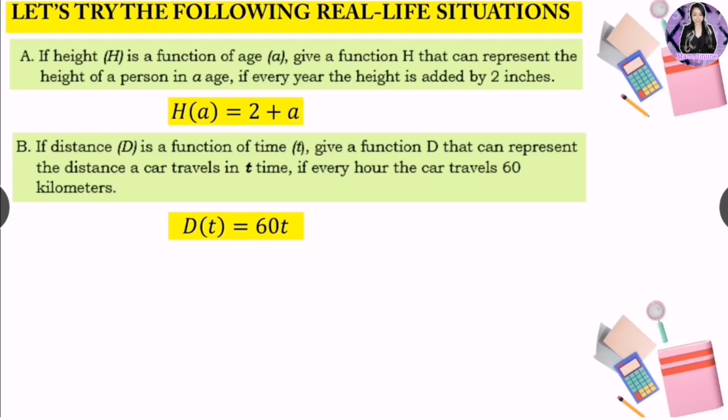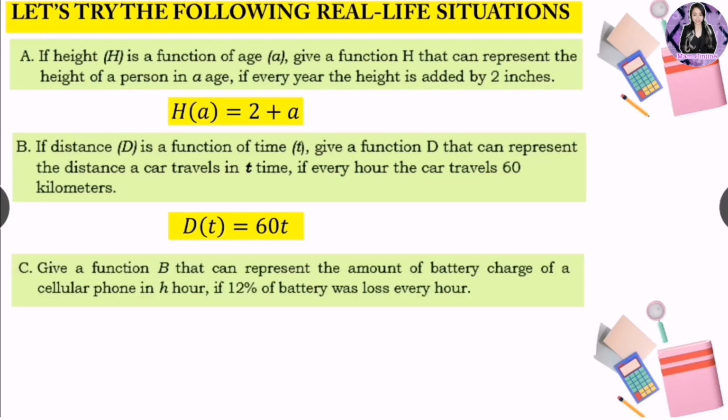Lastly, give a function b that can represent the amount of battery charge of a cellular phone in hours if 12% battery was lost every hour. Since every hour loses 12% of the battery, then the amount of battery function is b(h) = 100 - 0.12h. Why is it 0.12? Because when you convert 12% into decimal point, you will get 0.12.